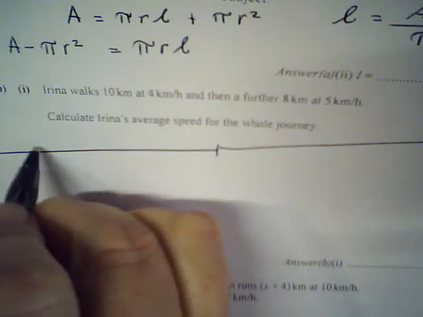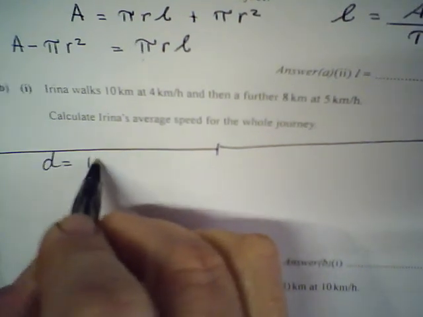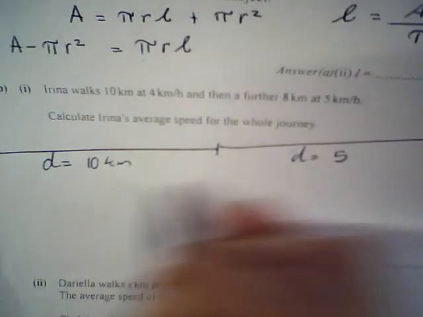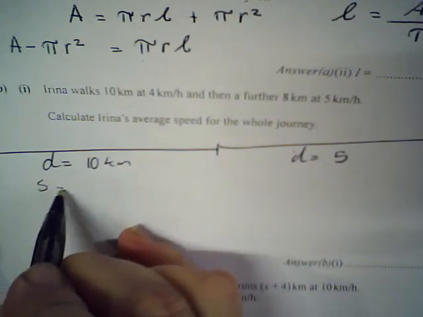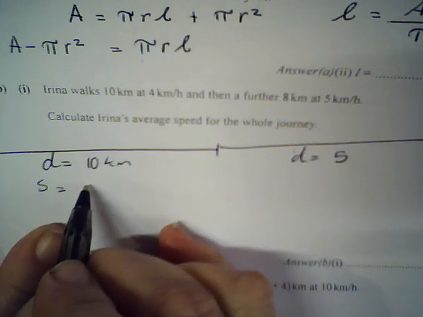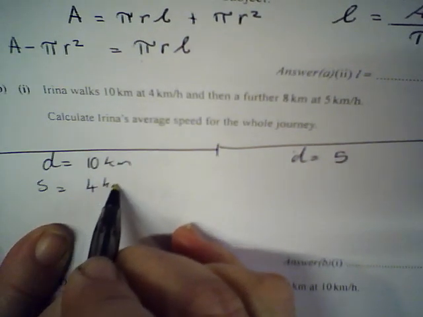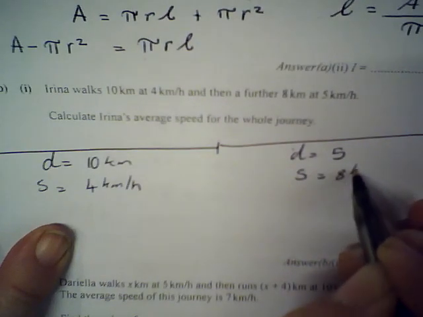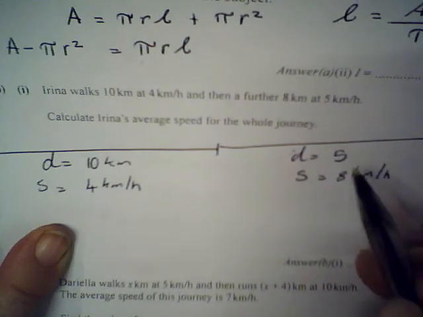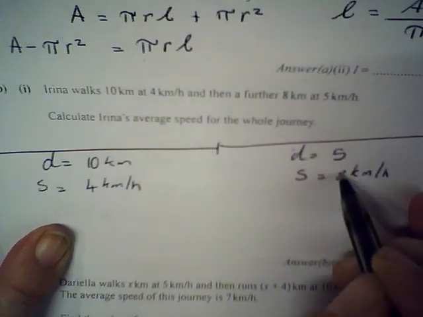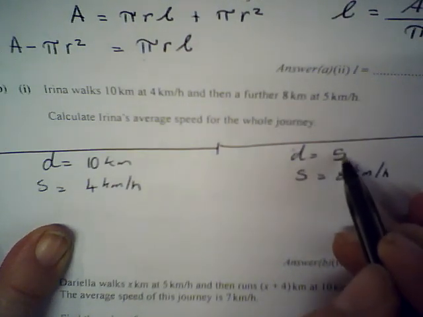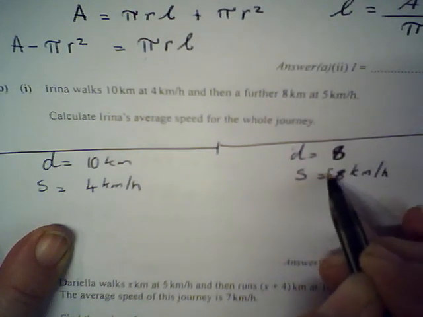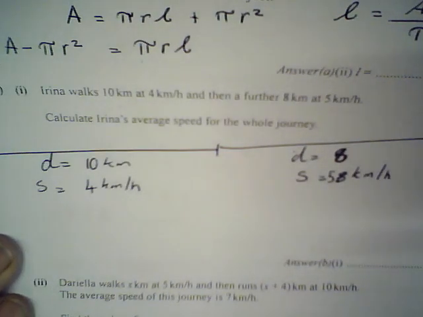Okay, so this first distance equals 10. That distance equals 5. Her speed is 4 kilometers per hour. The speed there is 8 kilometers per hour. Sorry, a further 8 kilometers. I made an error here. So this distance is 8, and that would be 5. Okay, it does make a huge difference.